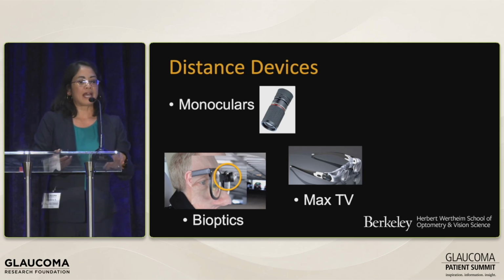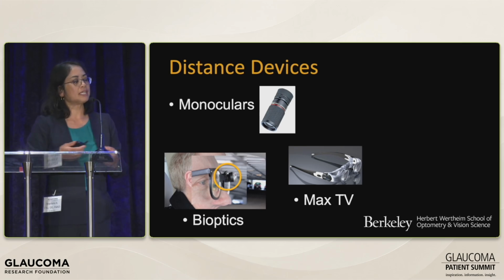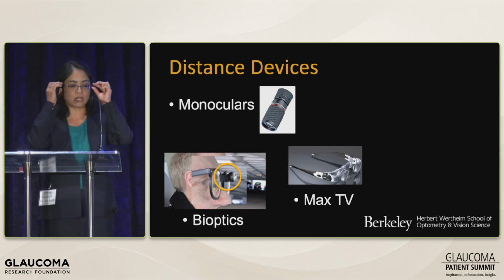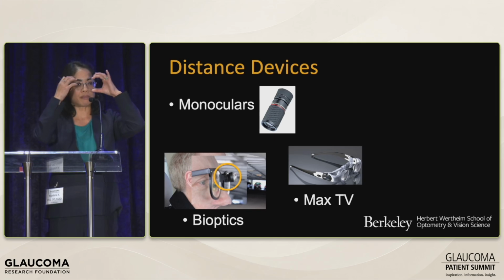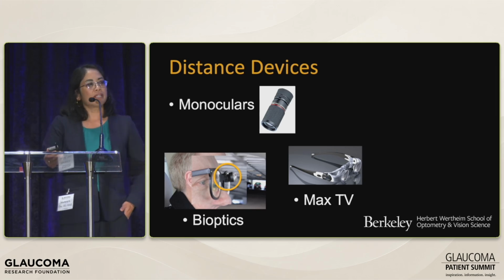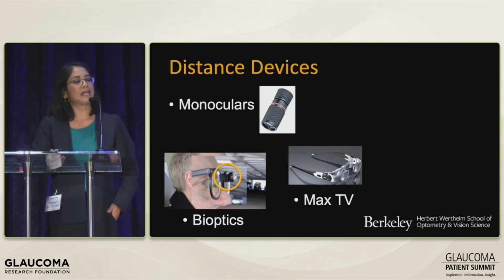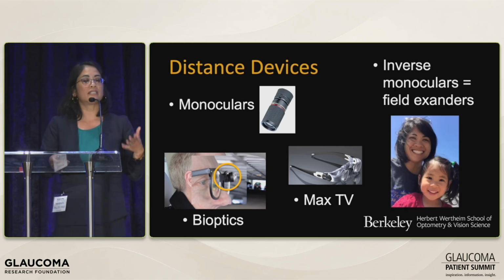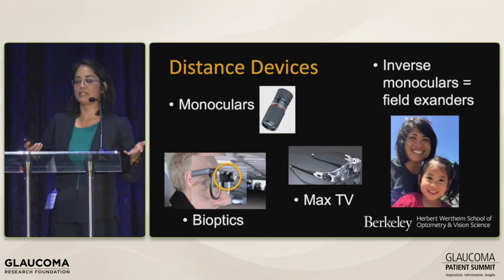Another image here that I have up is called the Max TV glasses. Many of you may have tried it. It's through a company called Eschenbach. These are basically telescopic systems that you're wearing on your face here. But if we really focus in and think about glaucoma and our constricted visual fields, these magnification telescopes can be used as a field expander if we consider them in the inverse orientation.